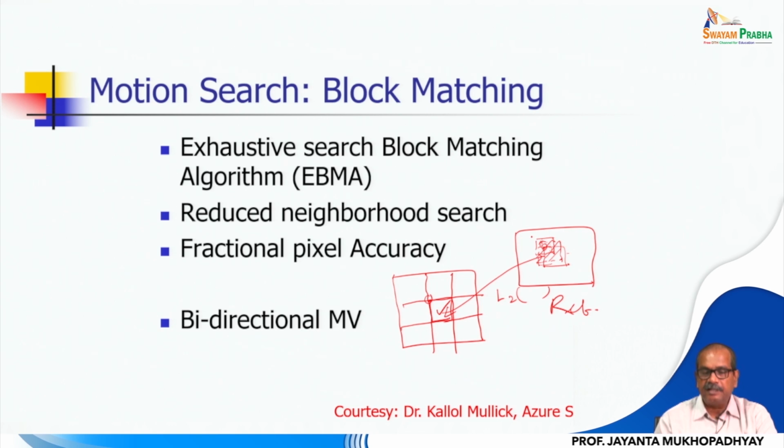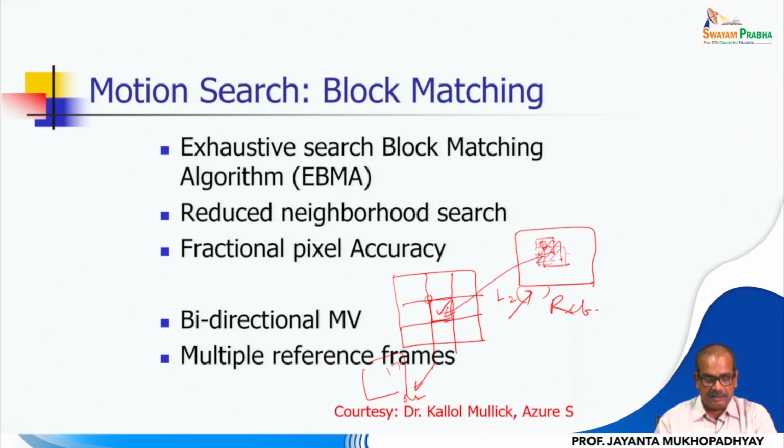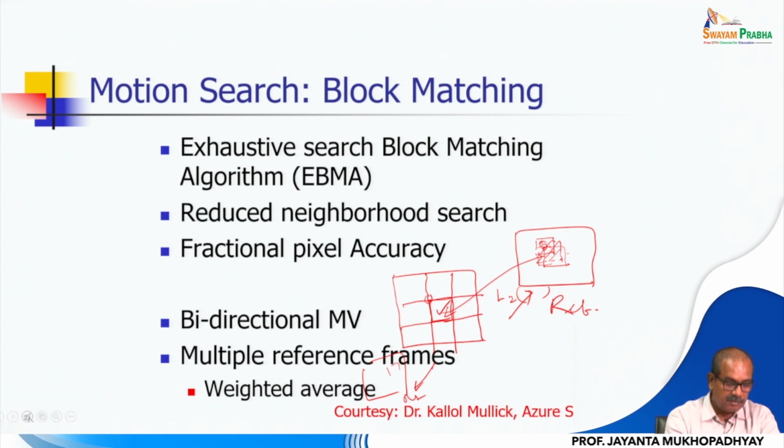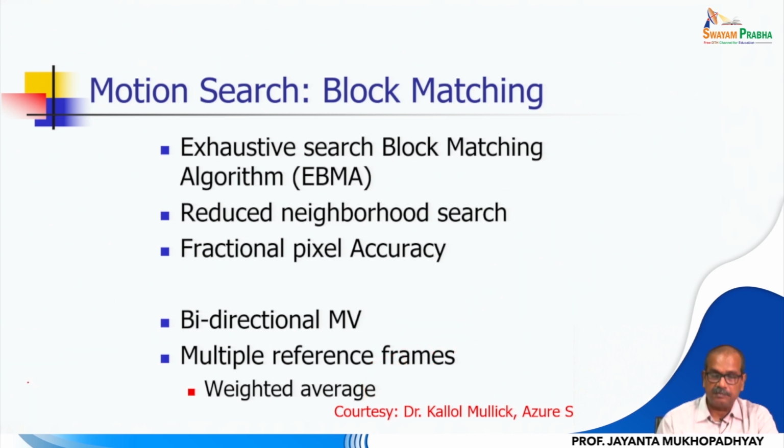You can have a bidirectional motion vector. That means instead of one reference frame, you can have two reference frames, one past, one ahead of it, and from the same locations you can get say two motion vectors and improve your search. So you can have multiple reference frames. So there are different strategies that you can adopt in this case. Use the weighted average from each one of them, motion predictions.